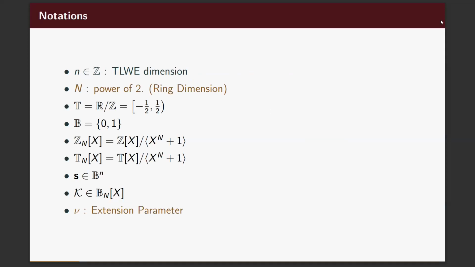These are the notations we are going to use throughout the presentation. An important notation is the capital N, which I assume to be a power of 2, and I'm going to use it as the ring dimension parameter. The next parameter is nu, which I call the extension parameter. I'm going to explain it later.